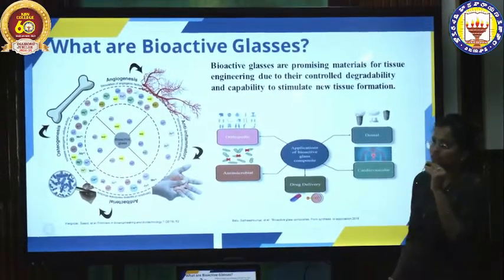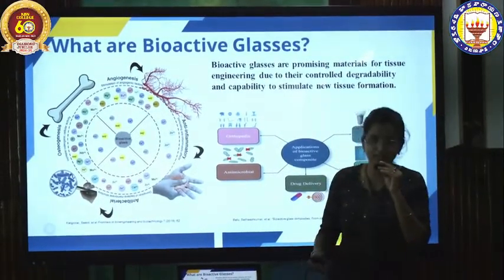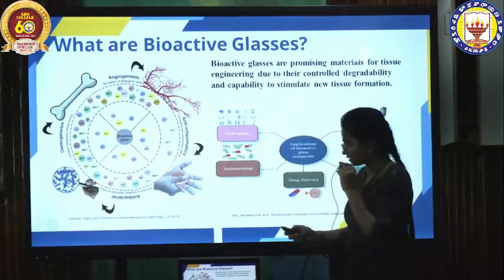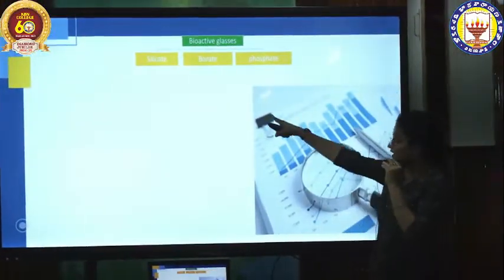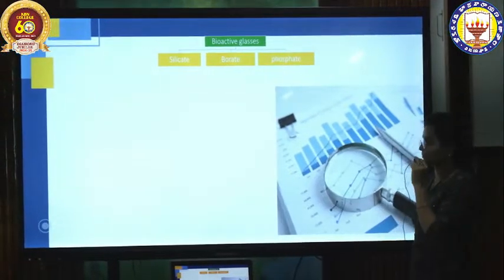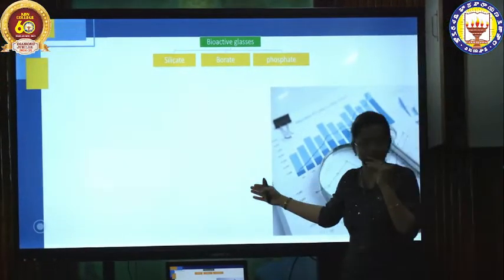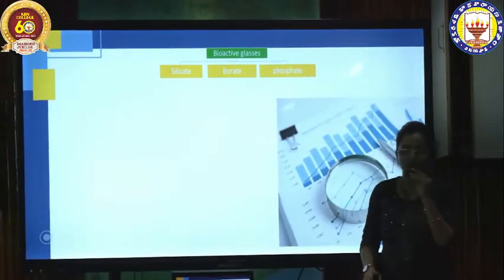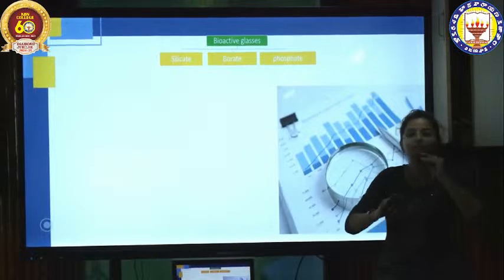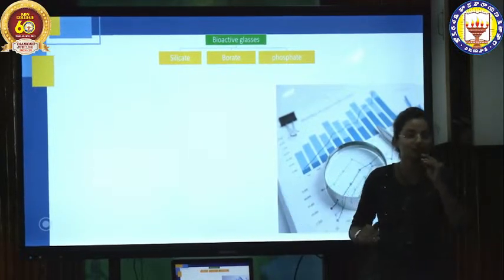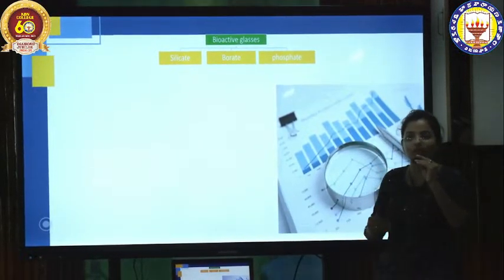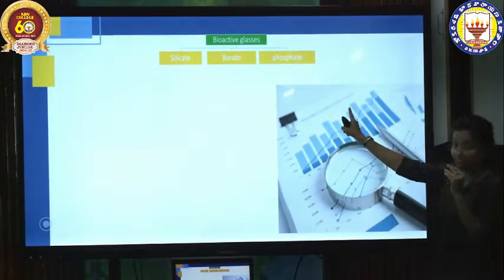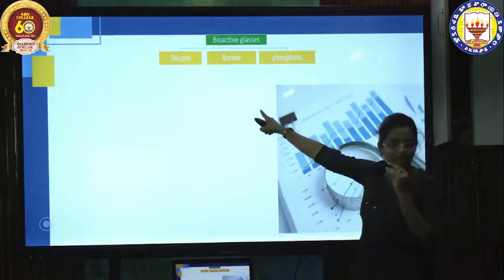These bioactive glasses have to be made with glass formers. The three major glass formers are silicate, borate, and phosphate. When the glass formers are added with the glass modifiers, then a complete bioactive glass is formed, through which we can alter whatever is necessary with the help of modifiers added to our glass formers.